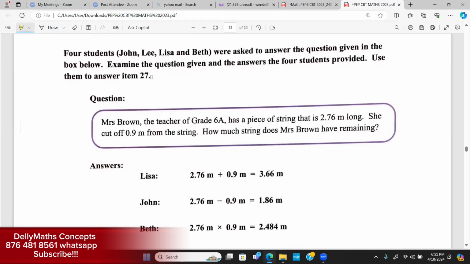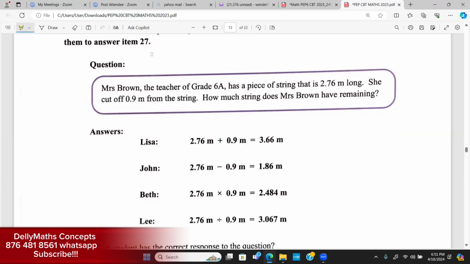Four students, John, Lee, Lisa, and Beth, were asked to answer the question given in the box below. Examine the question given and the answers the four students provided. All right, so we're going to answer question 7. It said, Mrs. Brown, the teacher of 6A, has a piece of string that is 2.76 long. She cut off some. Cut off means to subtract. All right, how much is remaining?